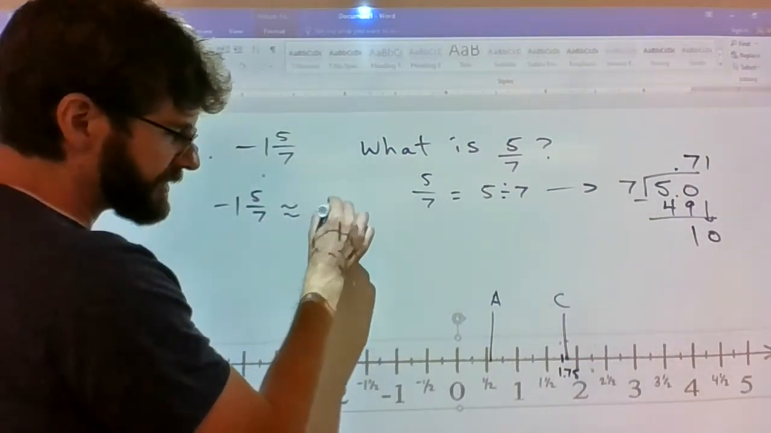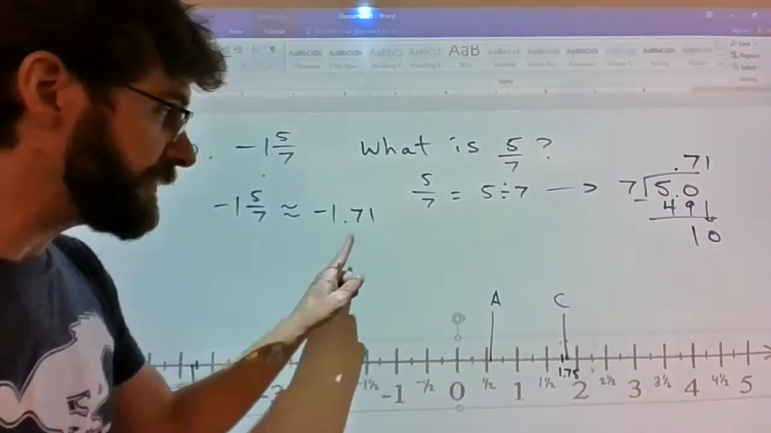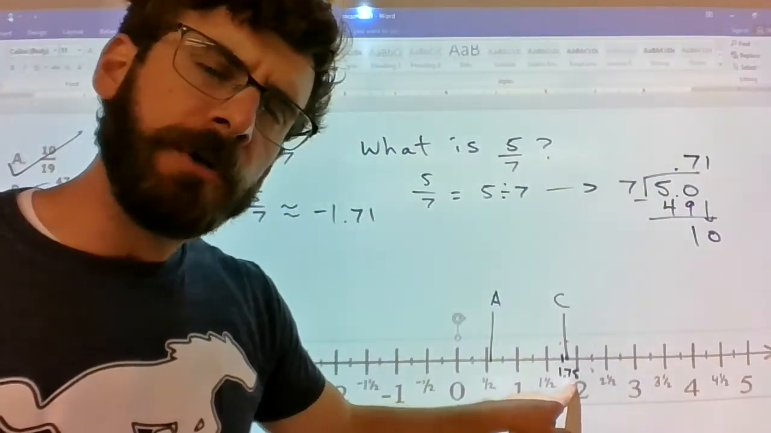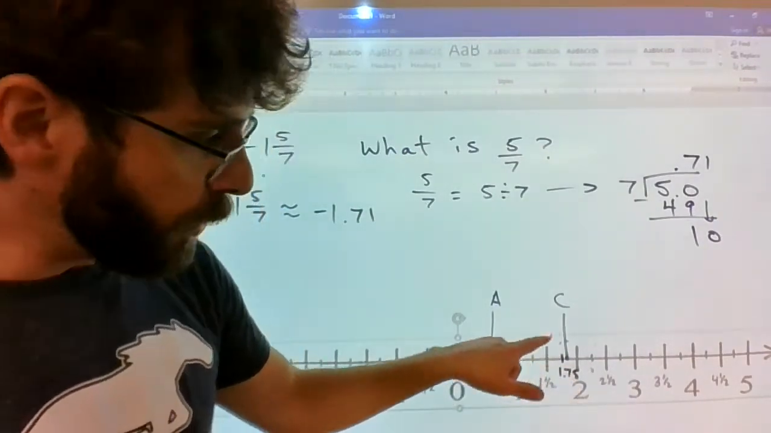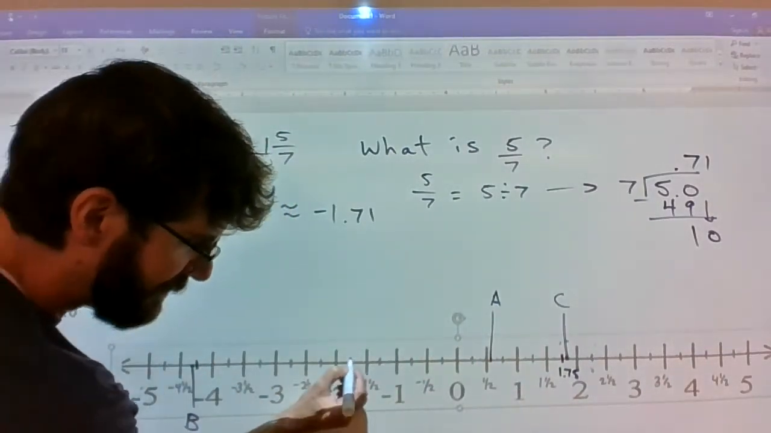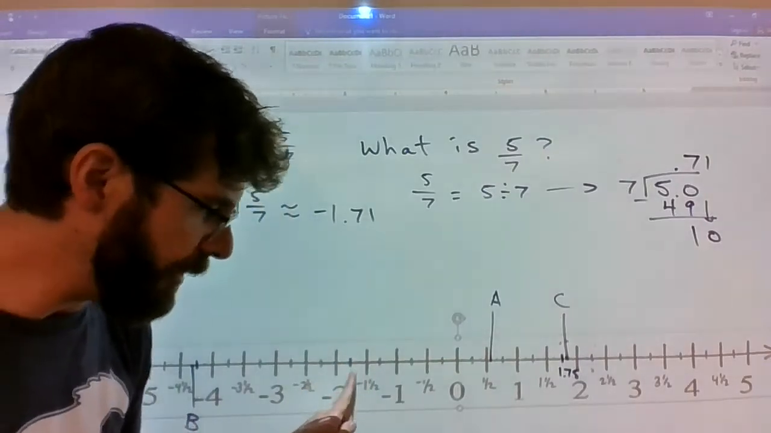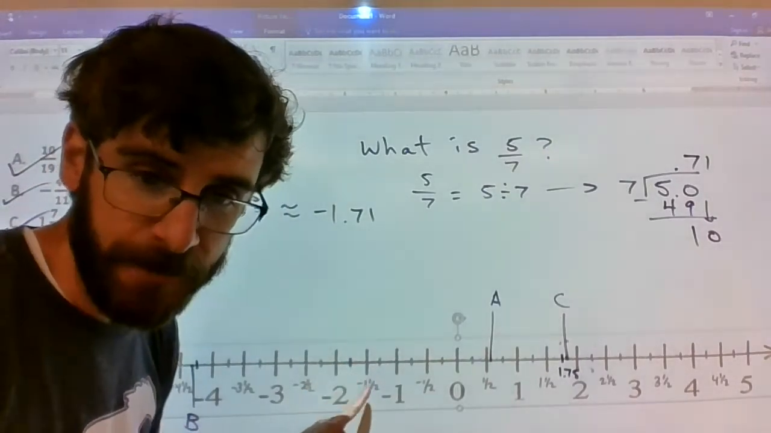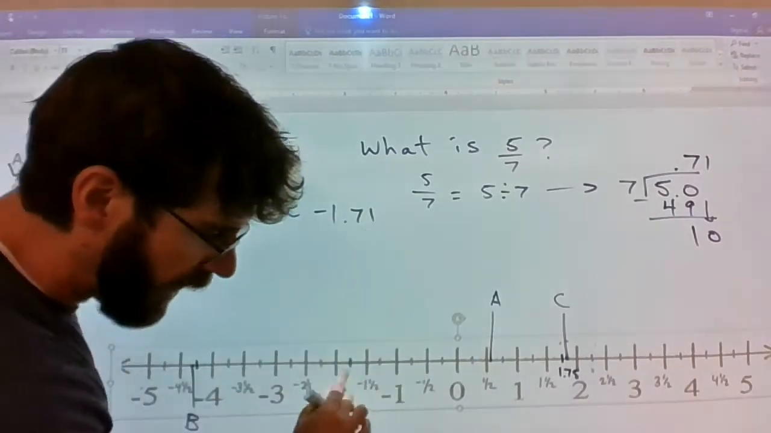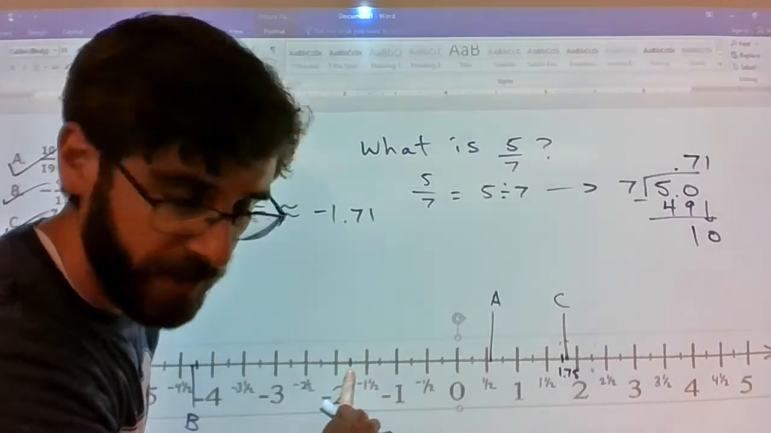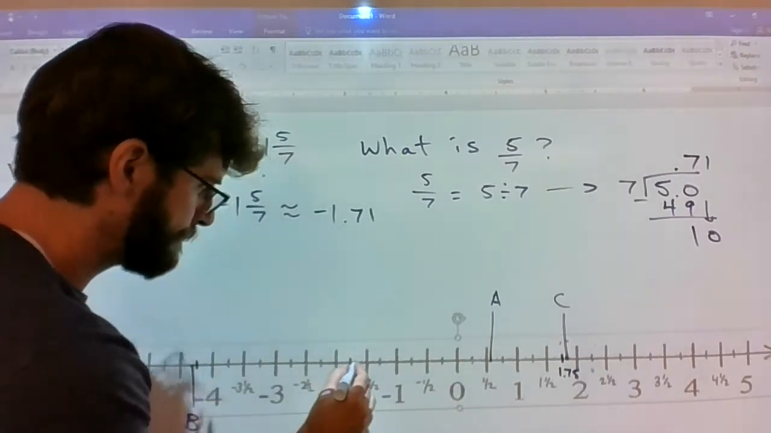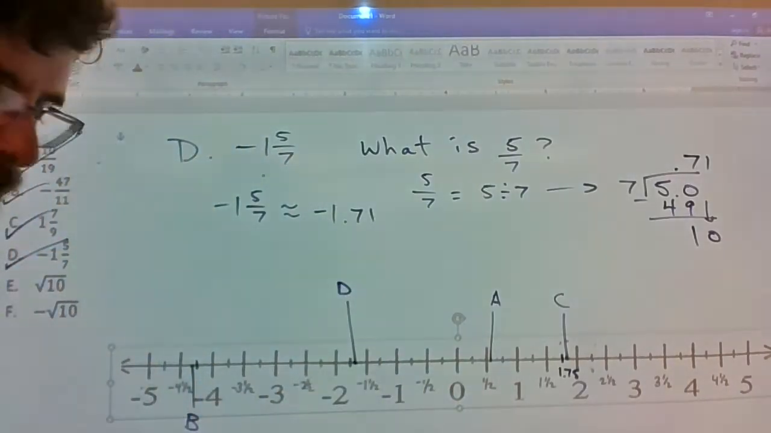It's really close to negative 1.71, which gives us a clear comparison to 0.75. So it's negative, it's in this direction. Negative 1.75 is right here. That would be negative 1.75 because it's exactly in between negative 1.5 and negative 2. So negative 1.71 is not quite to negative 1.75. It's to the right of it as we're talking about negative numbers. So that's where D is.